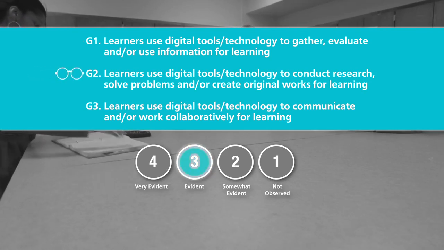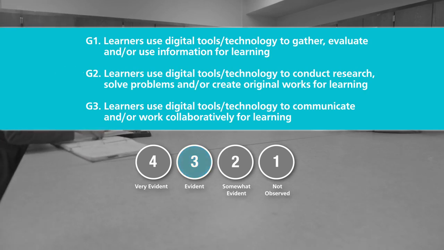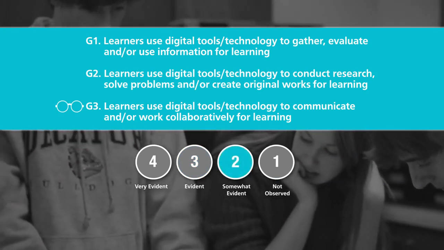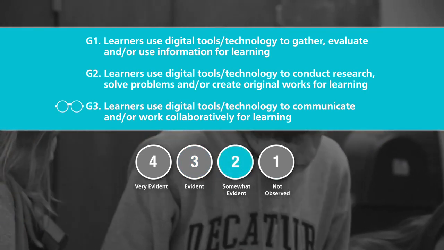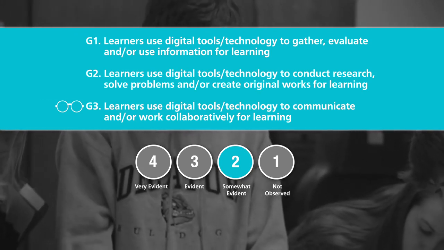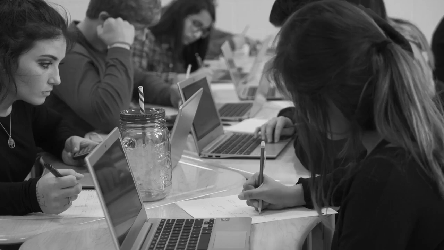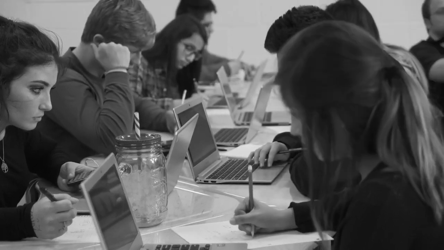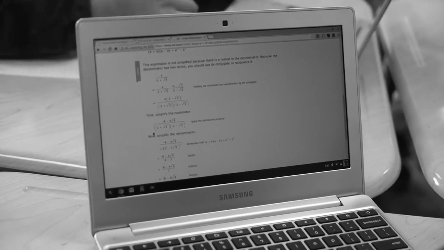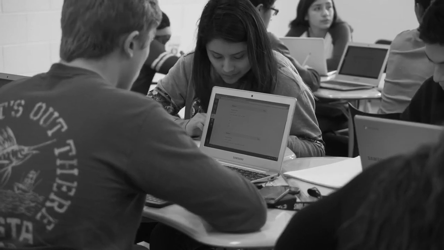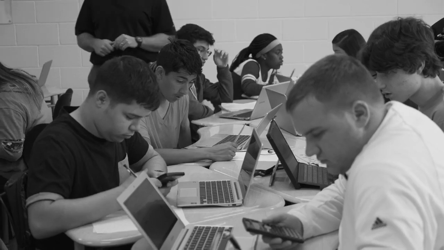G2 is also rated evident because at least half of the students used the graphing calculators to conduct research to solve the math problems assigned to them. G3 is rated somewhat evident because just a few of the students collaborated near the end of the video, and this collaboration was observed only once. When observing this environment, focus on the authenticity of how the students use digital tools to enhance or improve their learning, and the quality or level of difficulty of their work on the digital device.